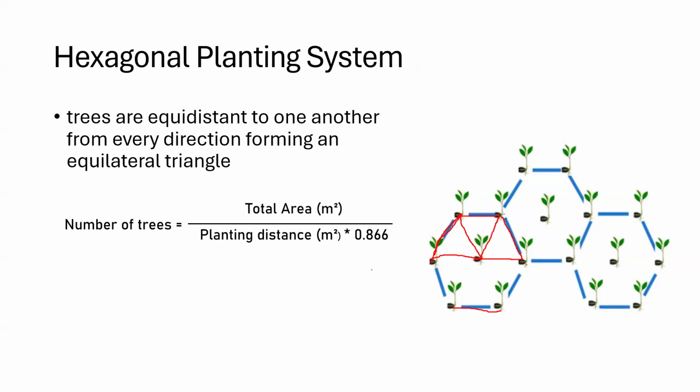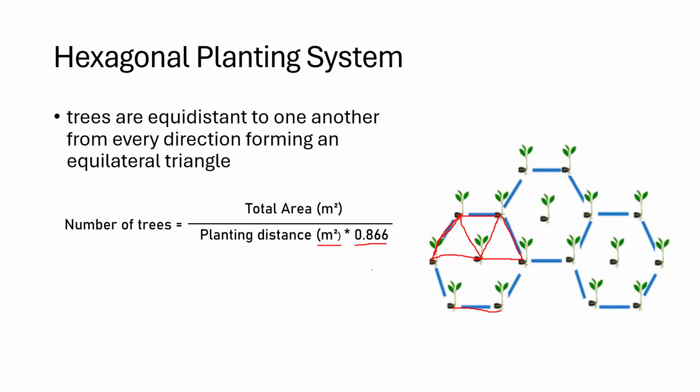Hexagon. Then the formula for hexagonal planting system is number of trees equals the total area divided by the planting distance. Take note, naka-square meters na to. So, planting distance times planting distance times 0.866. This one is a constant value. So, lagi siyang andyan, hindi nawawala, hindi napapalitan.